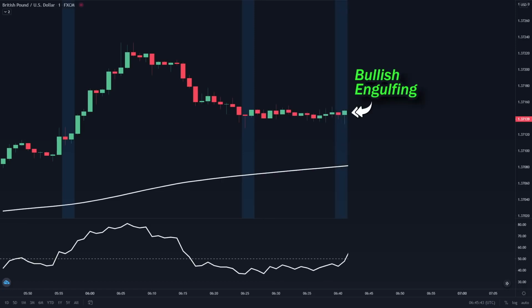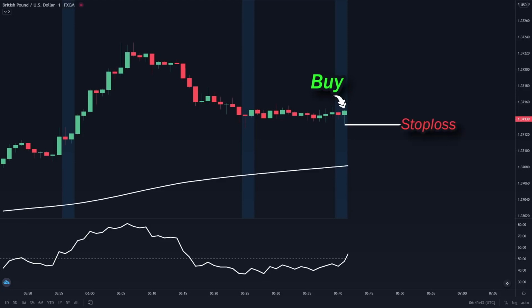Next, we can see that another bullish engulfing pattern has formed, but this time the RSI is already above the midline. So this is our entry signal and you want to take a buying position here. Now, for your stop loss, you set it below your entry candle here. And for your take profit, you set it at 2 times your stop loss. And so, as you can see, this ended up being a profitable trade.